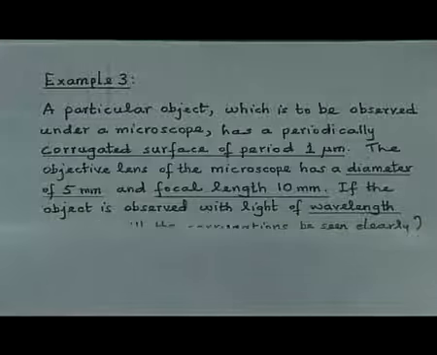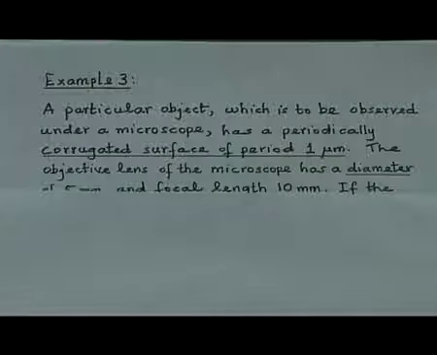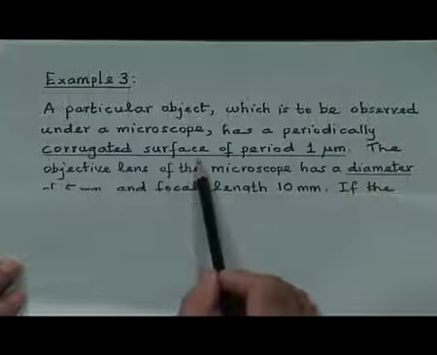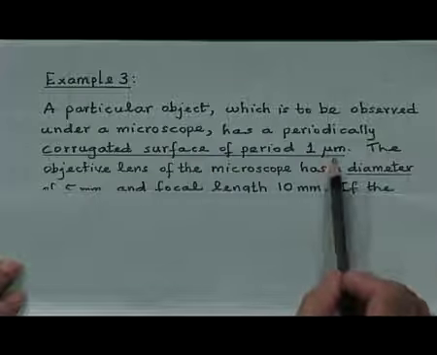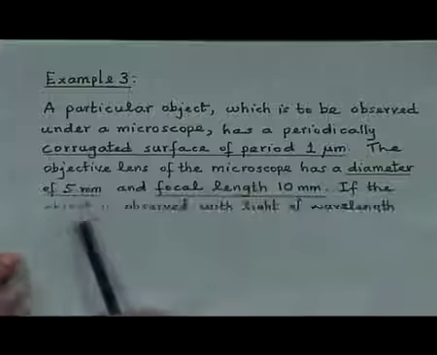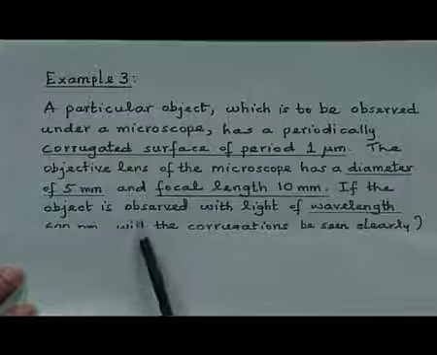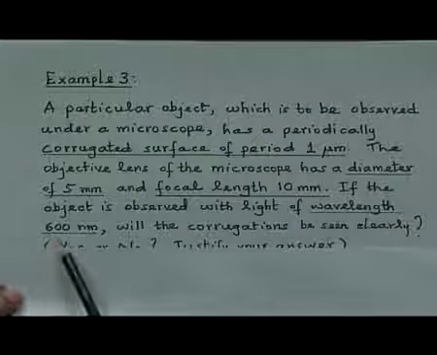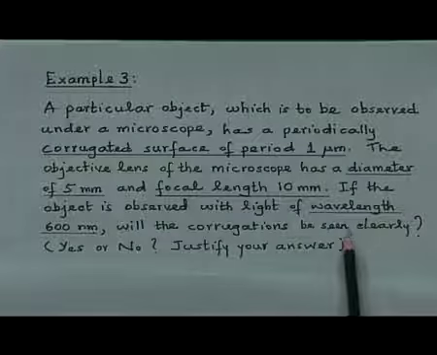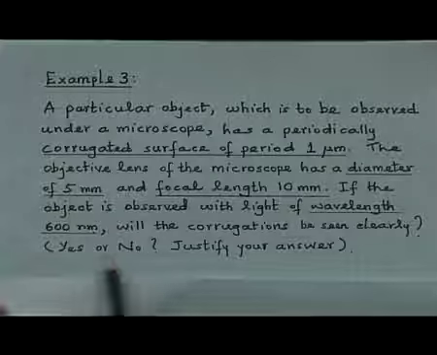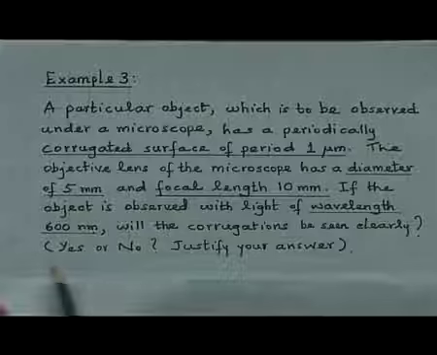So let me take quickly an example here, and it should become more clear. A particular object which is to be observed under a microscope has a periodically corrugated surface of period 1 micrometer. The objective lens of the microscope has a diameter of 5 millimeter and focal length 10 millimeter. If the object is observed with light of wavelength 600 nanometer, will the corrugations be seen clearly? The answer to be given is yes or no. Justify your answer.